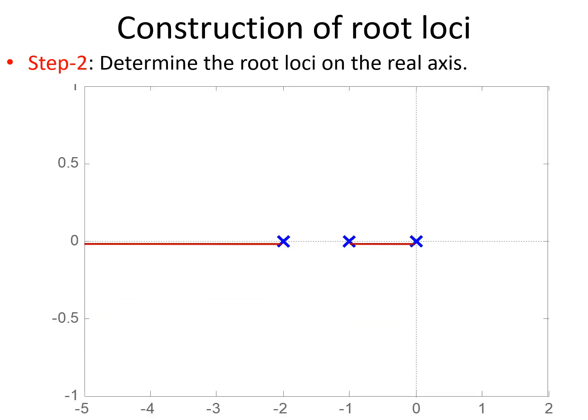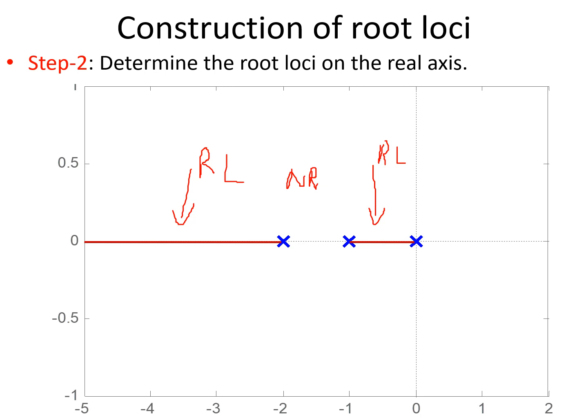So when we are marking the root locus, here I have a root locus and here also I have a root locus. In between these two, since the angle condition is not satisfied between minus 1 and minus 2, here I do not have a root locus. Or the simple way is, I'll tell you how to identify without any calculation.